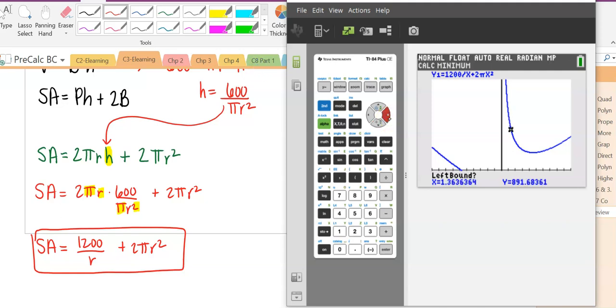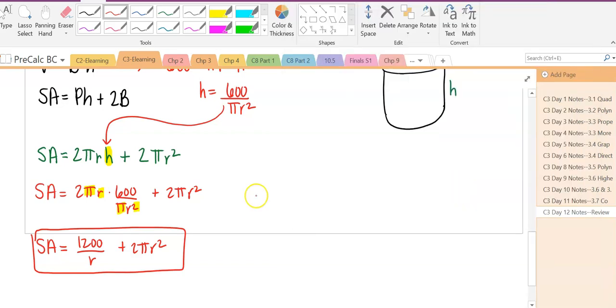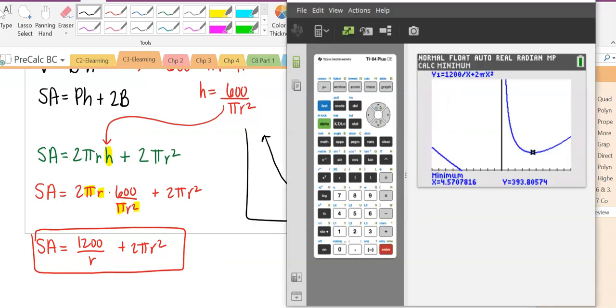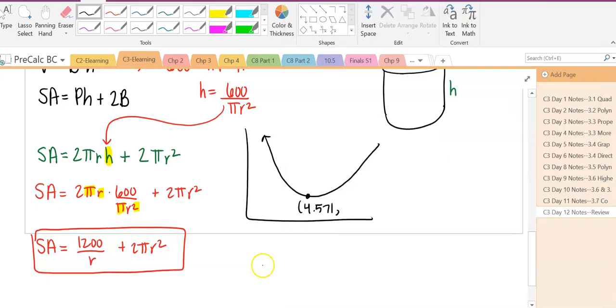There it is. Left bound. Right bound. Guess. Okay, so I'm getting a minimum of 4.571. Just draw that lovely picture. 4.571, comma, 393.806.